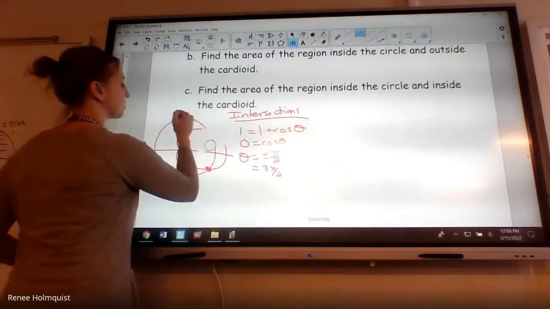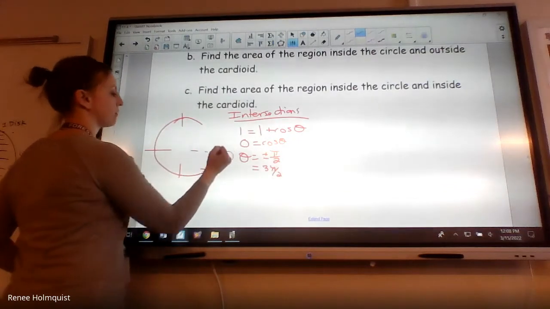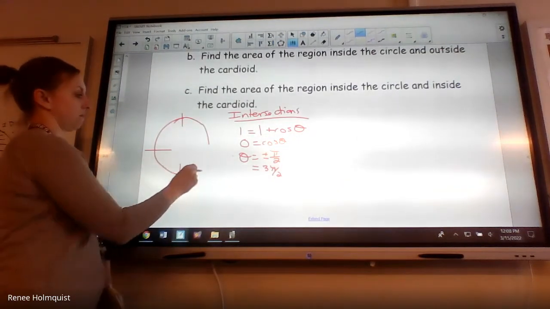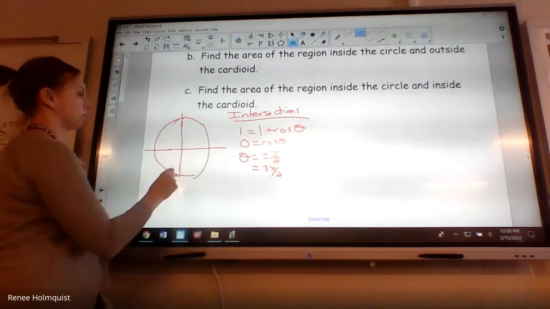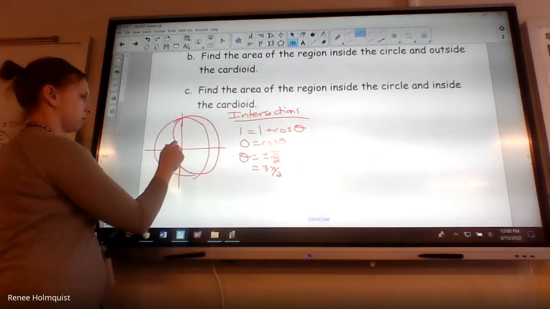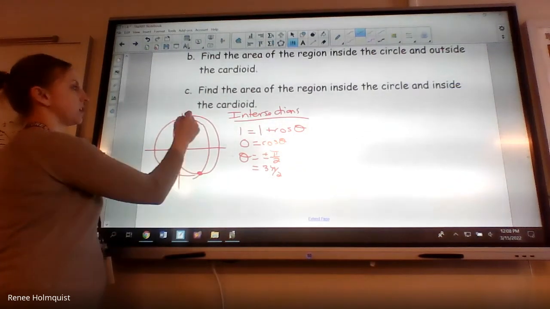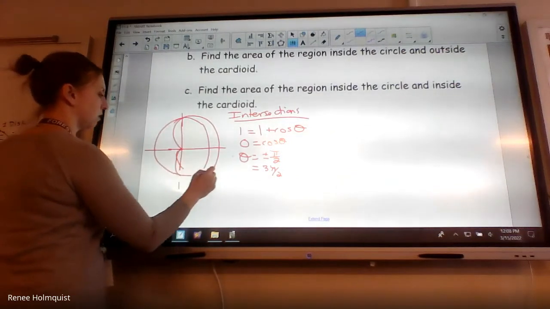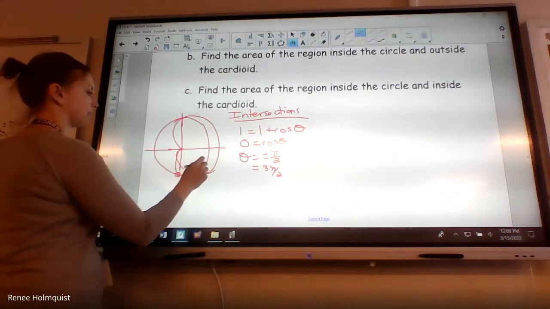Well, it's the same thing. Negative pi over 2 is the same as 3 pi over 2. That question was asked, so I just wrote both things there. Oh, it's the same. I see. So to find the intersection, you just say cosine theta equals 0.